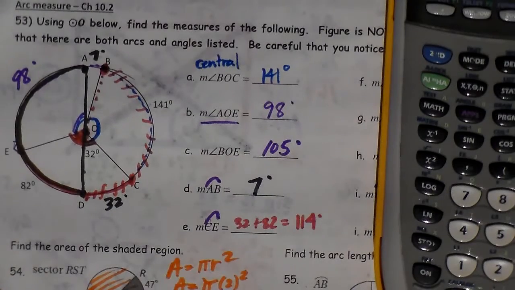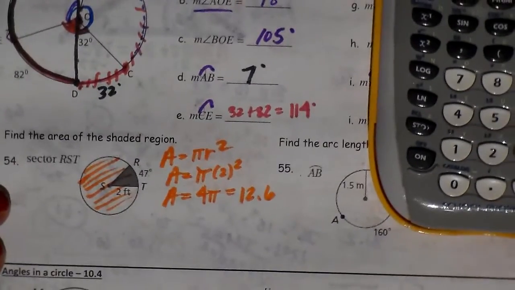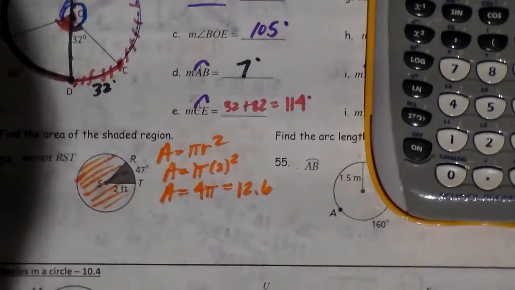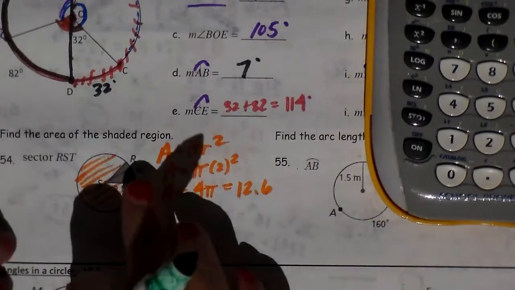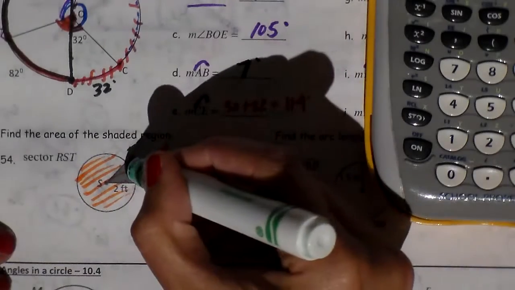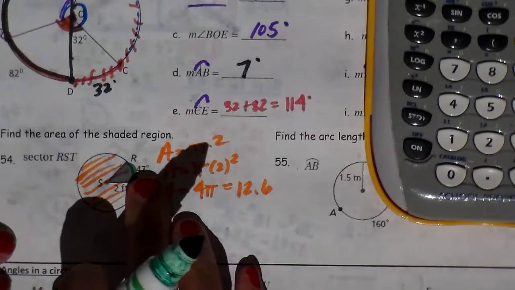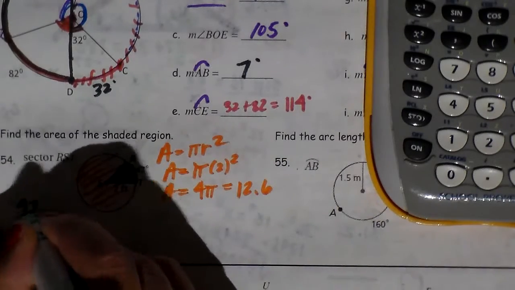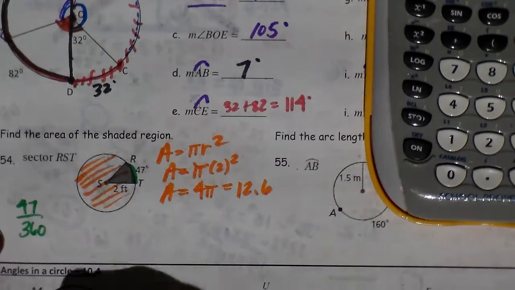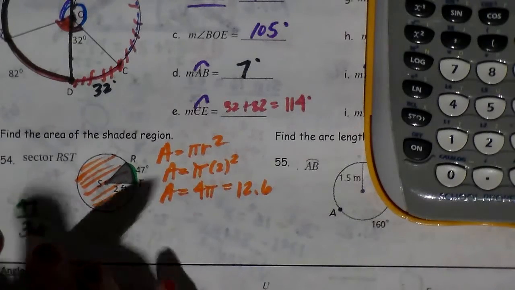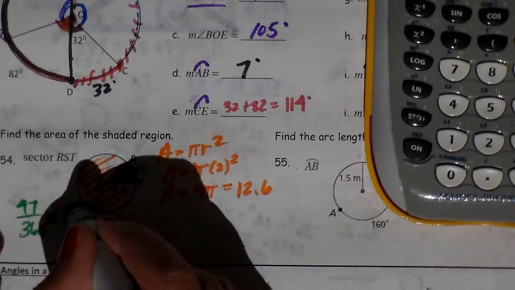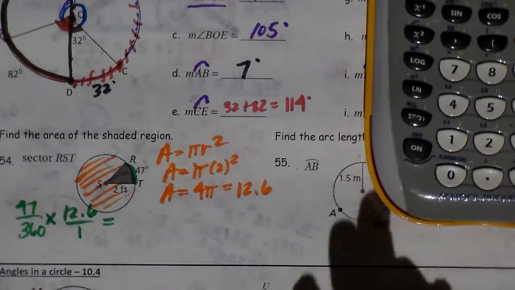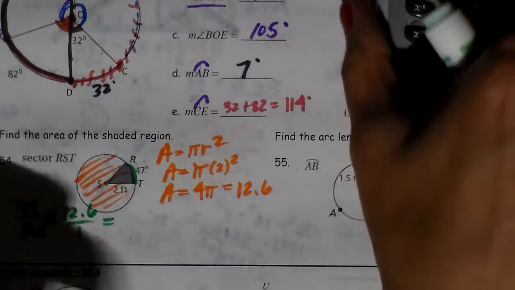I don't want the whole circle. I just want the piece of it. I just want that piece that's shaded. Well, I need to find the percentage. What part of the circle is taken up here? Well, 47 degrees. How many total degrees are there in a circle? 360. So I'm going to multiply that 47 out of 360 times my 12.6 or my 4 pi. And that'll tell me what exactly I have.